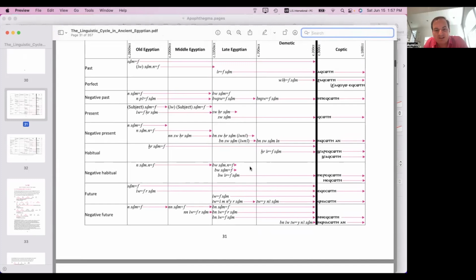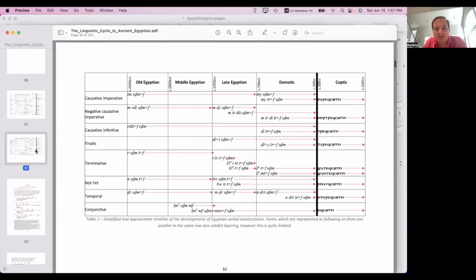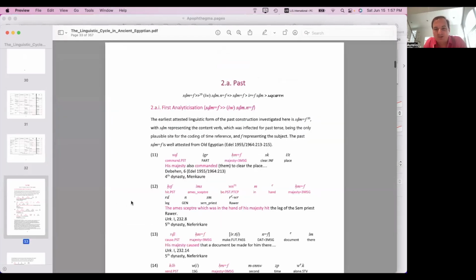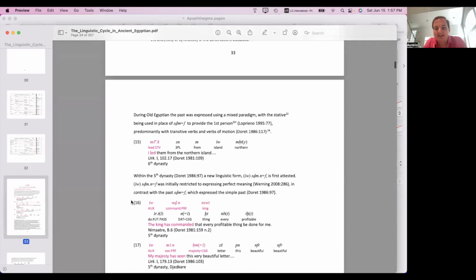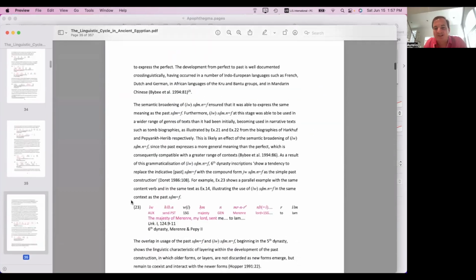And for each of these, the author has a chapter. So if you're interested in that, that is the linguistic cycle in ancient Egyptian, definitely worth a read. It's honestly the most comprehensive overview I've seen. Otherwise, you have bits and pieces in different publications, but not all of them in one go. And then for each, there's a detailed analysis of how this behaved over time.